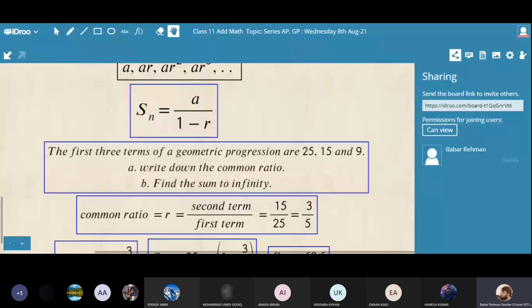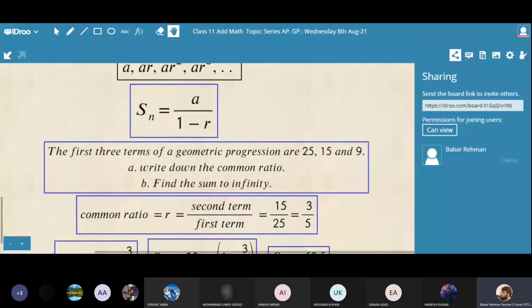Because after that, the numbers are very small. I'm not going to add those numbers, so those numbers will not be added. So we stop there and we say that this is the sum to infinity, because if you take infinite numbers, the sum will be this.